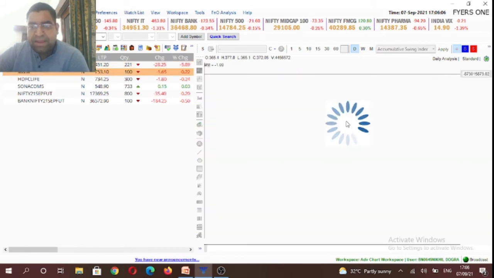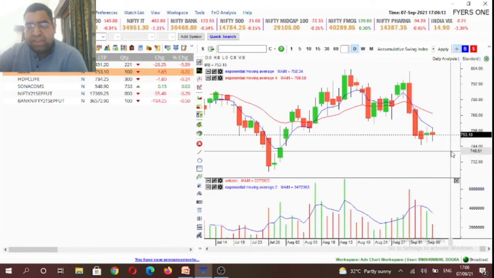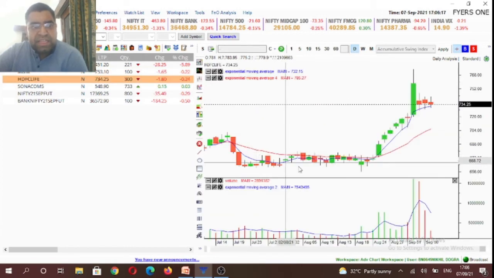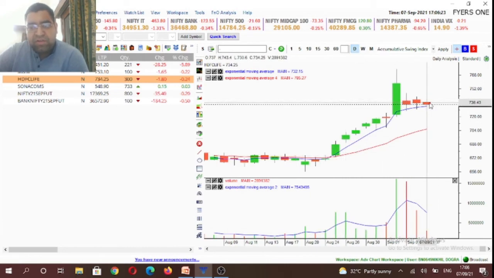Second stock is M&M, Mahindra and Mahindra, and it's in a downtrend based on 5 and 20-day exponential moving averages. So we'll look for a selling opportunity below 748 levels. Our third stock is HDFC Life. It's in an uptrend based on 5 and 20-day exponential moving averages, and it has formed a second inside candlestick today. Yesterday also it was an inside candle, and today also it's an inside candlestick.